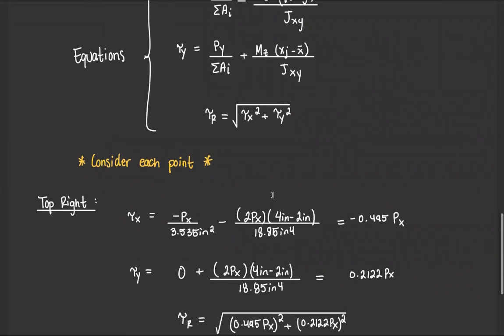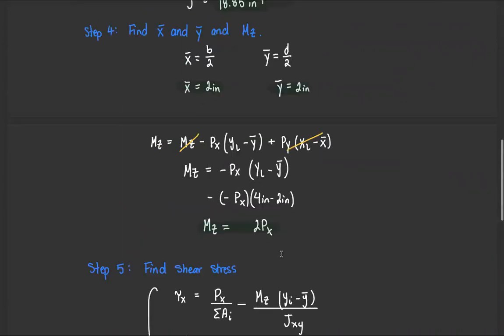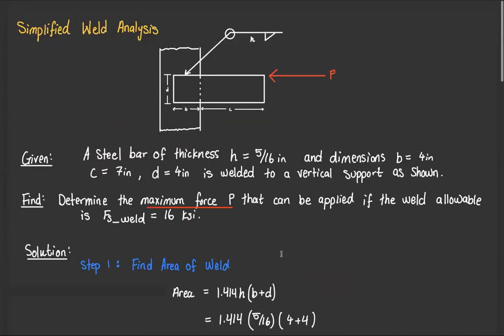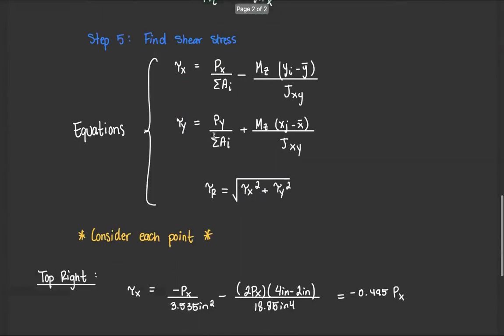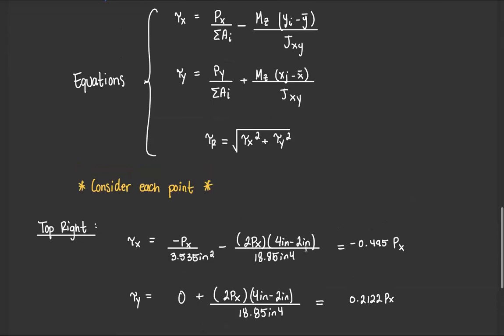And then we're going to go ahead and also do the direction or placement of the weld that we are looking at here. Since we are looking at the top right, we're going to be using this x and y value if we define our coordinate system from the bottom left. So here it's going to be 4 minus our y bar, which is 2 inches, divided by the torsional constant, the actual torsional constant. Here we get a value of negative 0.495 px.